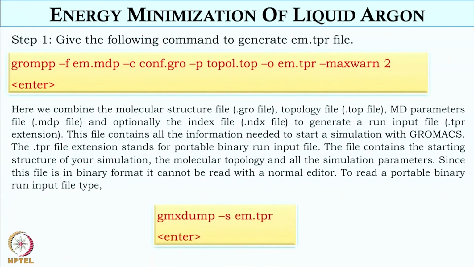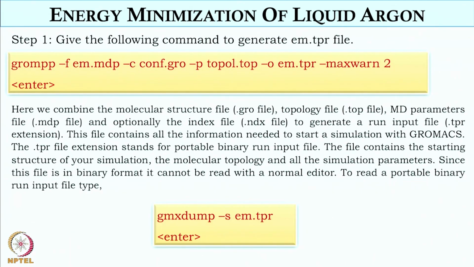Since it is a binary file, we cannot view it using the vi command. So we have to have a different command to view this file. gmx dump is the command. You just type gmx dump -s em.tpr and then enter. What gmx dump does is read the binary TPR file and write the output on the screen.